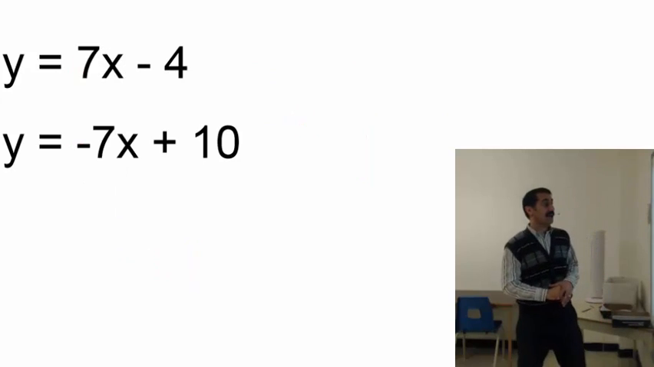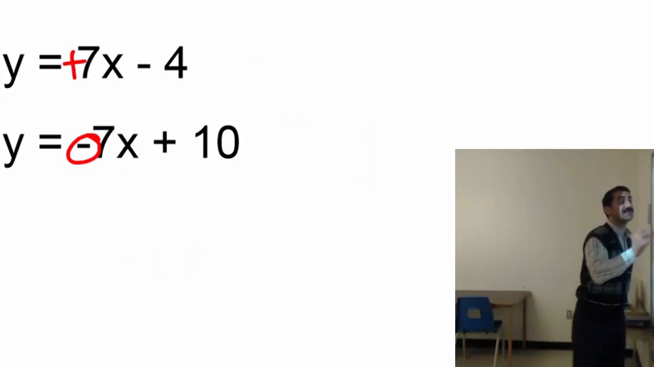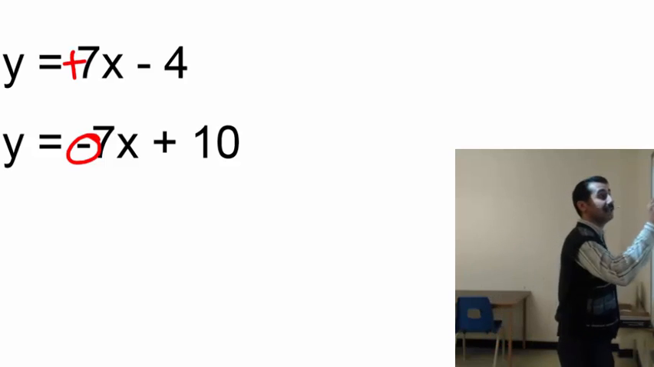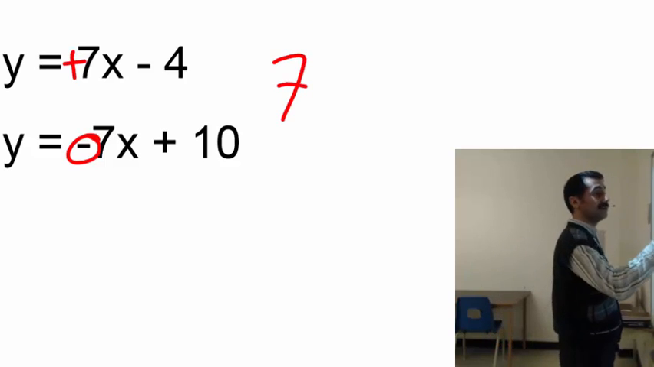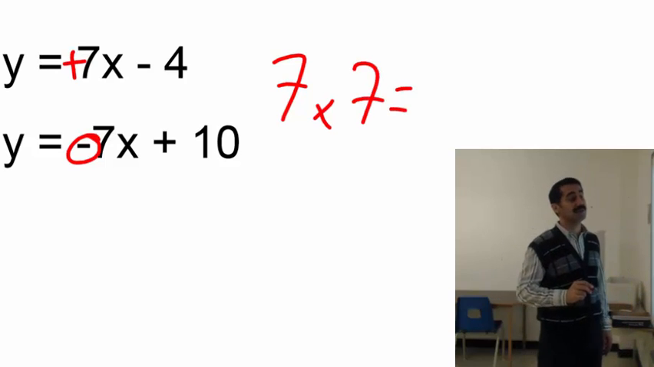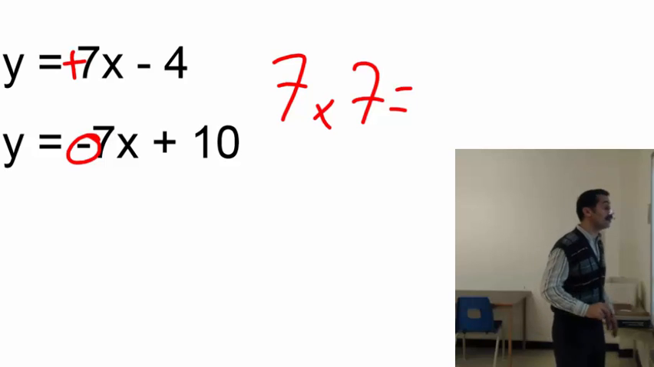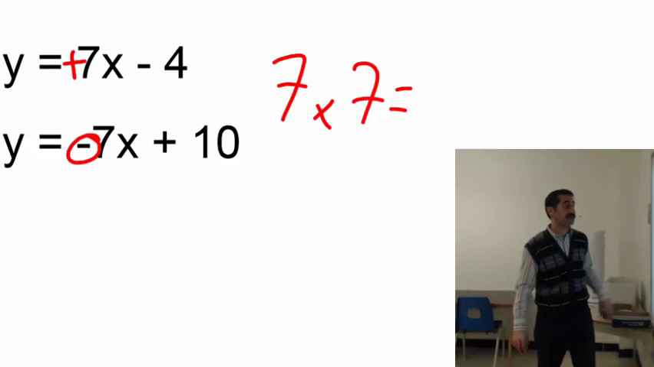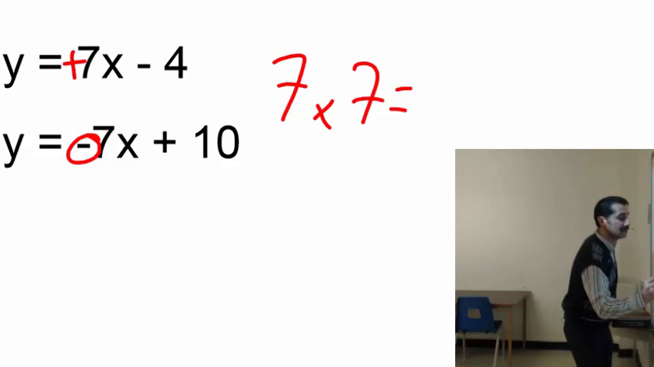Next, I see the negative sign here, positive sign there, so you know they are not going to be parallel, they can be perpendicular. Let's multiply the slopes. 7 times 7, you are not going to get 1 from this. It will be 49. So you know these two lines are not parallel, they are not perpendicular, call them neither.